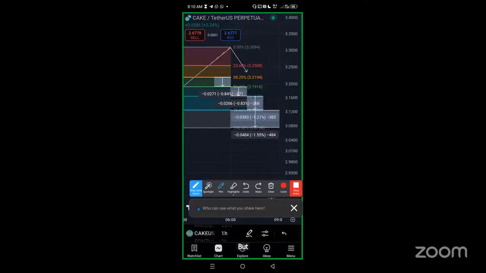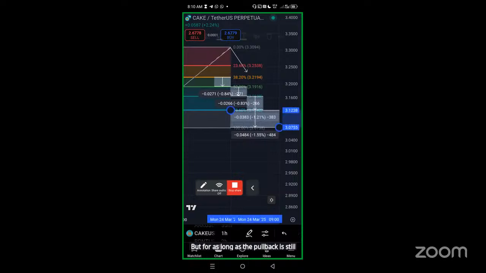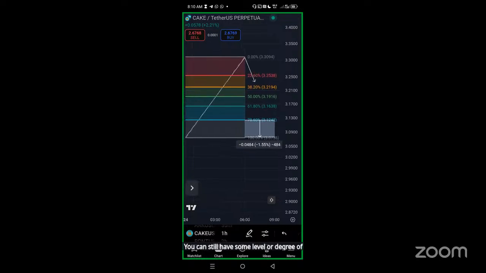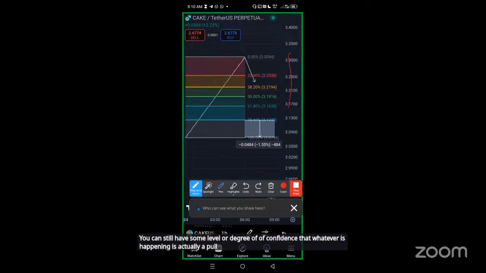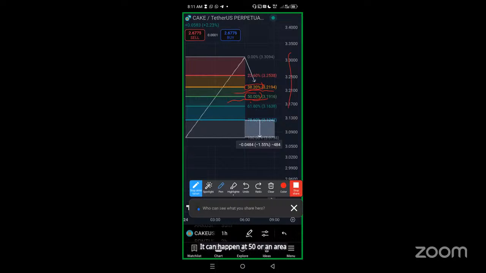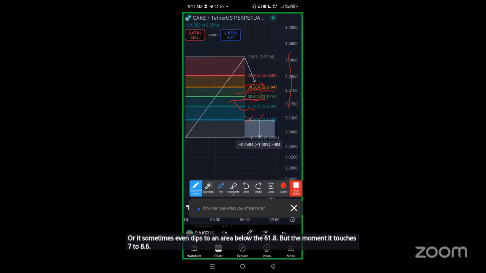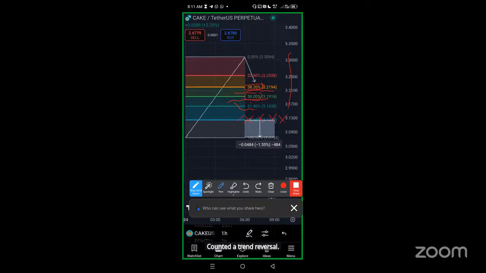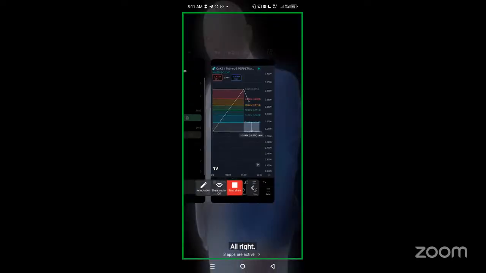But for as long as the pullback is still within these key areas, you can still have some degree of confidence that whatever is happening is actually a pullback, not a reversal, because the pullback can happen at exactly this level or this area. It can happen at 50 or an area between 50 and 61.8, or it sometimes even dips to an area below the 61.8. But the moment it touches 78.6, count it a trend reversal. It is no longer a pullback. All right. I hope that hint is clear.